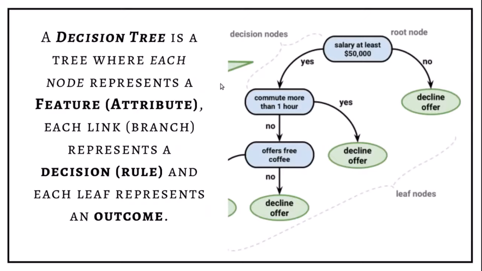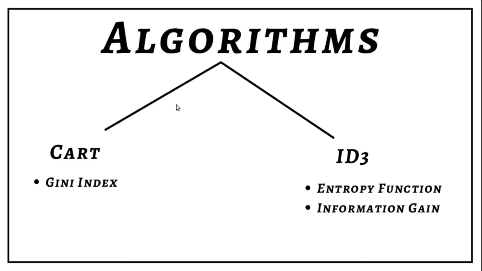Well, a decision tree is a tree where each node represents a feature or an attribute, each link represents a decision rule, and each leaf node represents an outcome. A decision tree is a supervised learning algorithm. Now we have a couple of algorithms to form a decision tree, but here we will focus on the ID3 algorithm that uses the entropy function and information gain.